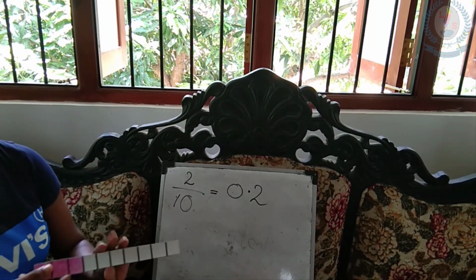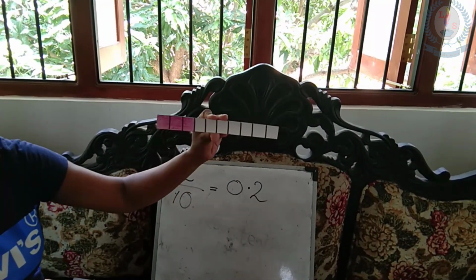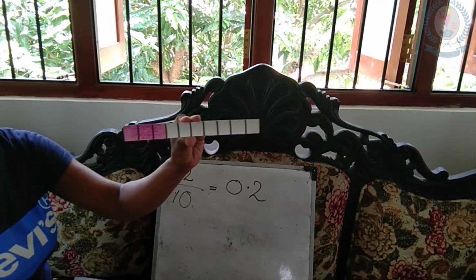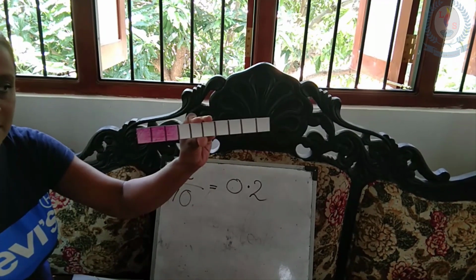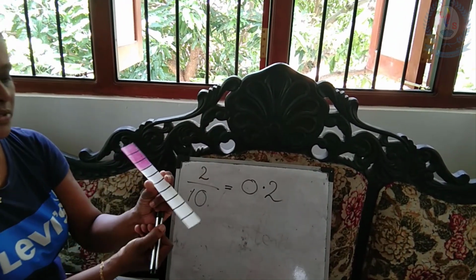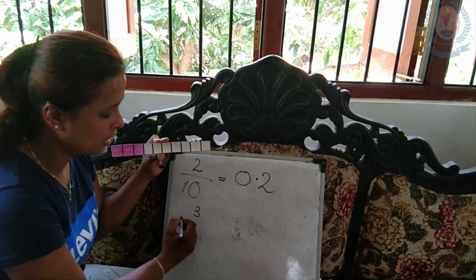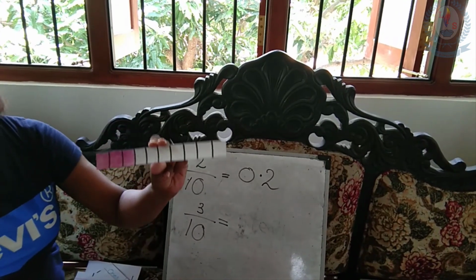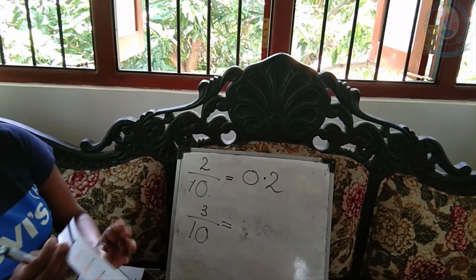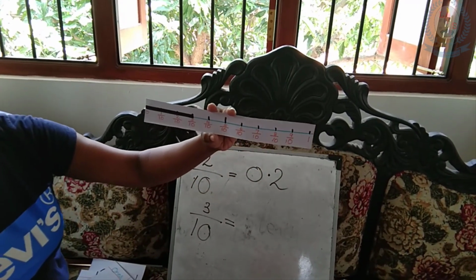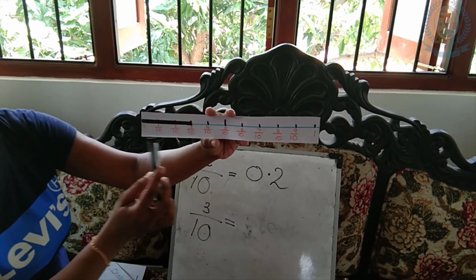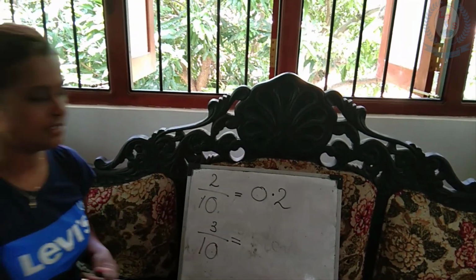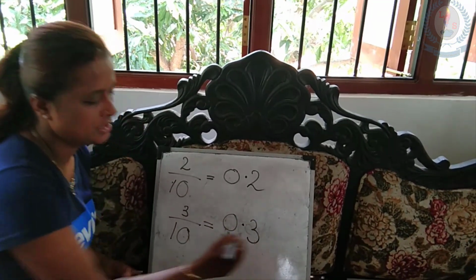And can you write the fraction represented by this bar as a decimal? How do we write it? First, we will write the fraction represented by this. What is the fraction represented by this? 3 tenths. It means 3 parts out of 10. Look at the number bar, number line. 3 parts, 3 tenths. Okay? And we can write this as 0.3.